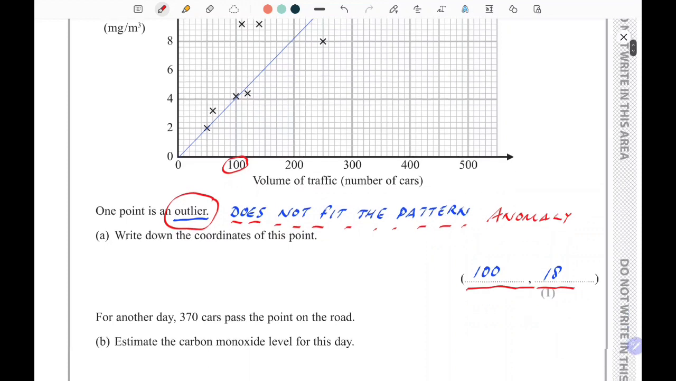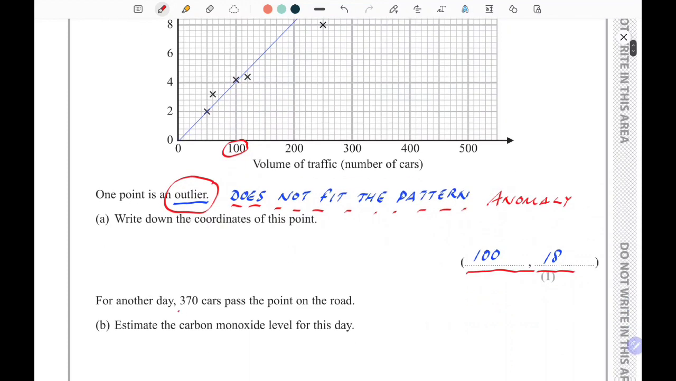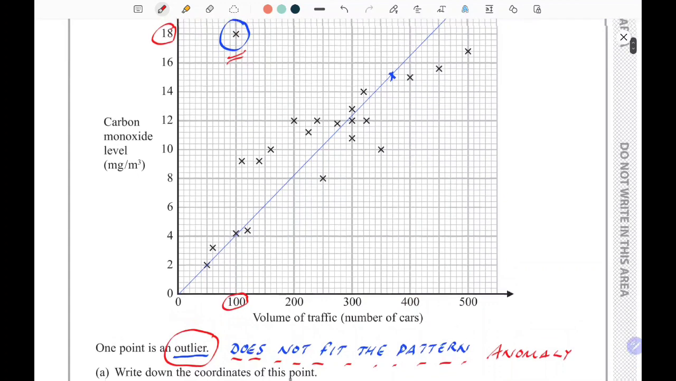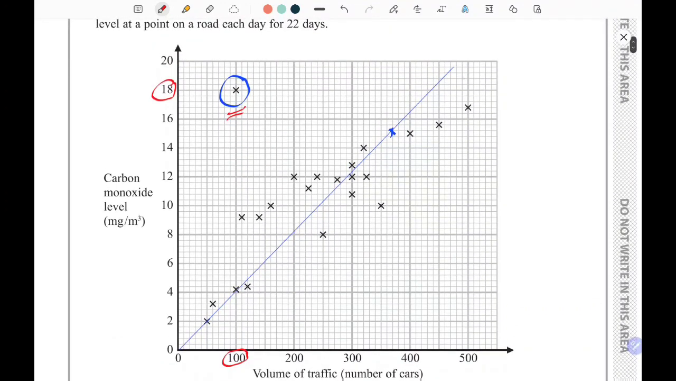And then it's saying for another day, 370 cars pass the point on the road, and it says estimate the carbon monoxide level for this day. So it's an estimate. That means that they're looking for a value within a sensible range. In order to do this, you need to first draw a line of best fit. It's just a question of taking a ruler and positioning it. You can see that there are a range of lines that you could draw.